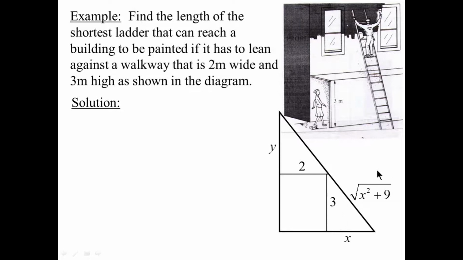And we can use Mr. Pythagoras to tell us that this distance along this small triangle in the bottom corner is the square root of 3 squared plus x squared, or x squared plus 9. And the other part of the ladder here is going to be the square root of y squared plus 2 squared, or y squared plus 4. And so the length we're trying to minimize is the sum of these two square roots.